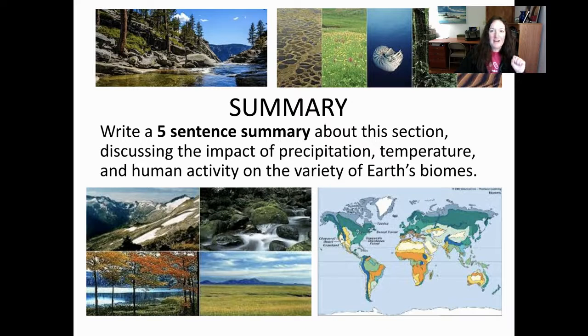Now, here we are at our summary. This week, you're writing a 5 sentence summary about biomes, and make sure you're discussing the impact of precipitation, temperature, and human activity on the variety of Earth's biomes. Once again, I mentioned precipitation and temperature are the main drivers of what makes a climate. So that's why those concepts are important.